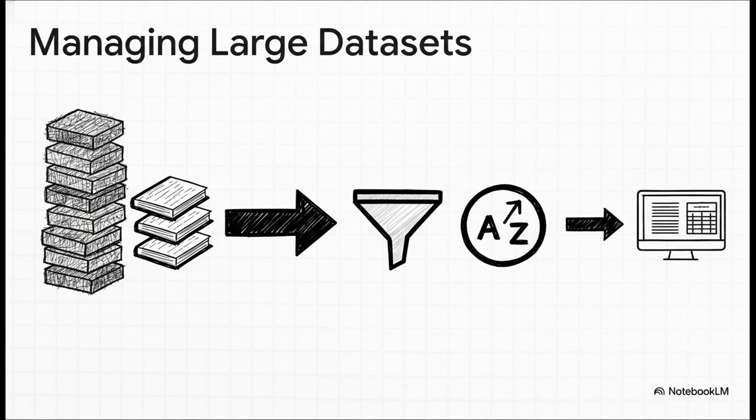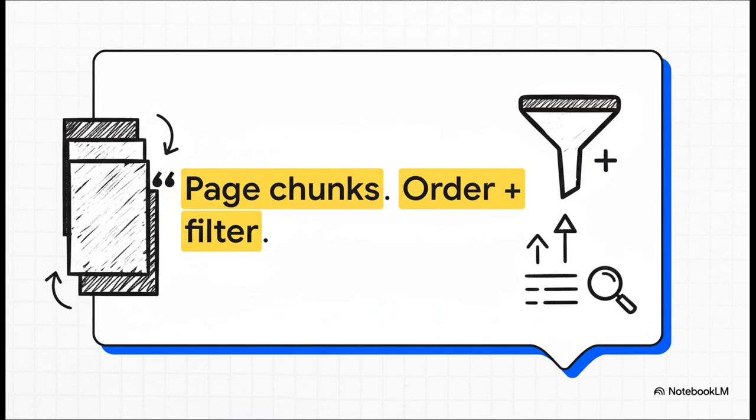And while you're at it, why not let the users sort and filter that data? That's where things like the Sort object and JPA specifications come in. This shows an interviewer that you're thinking about performance and scalability, which is huge. Just remember these two phrases: page chunks and order plus filter.